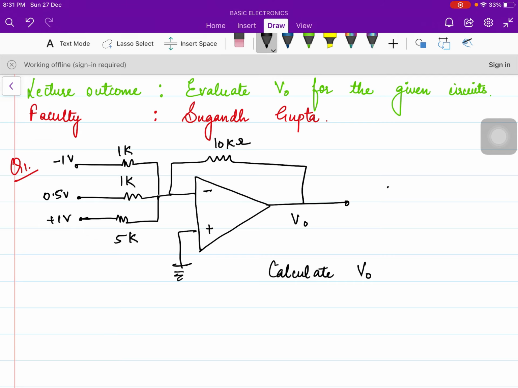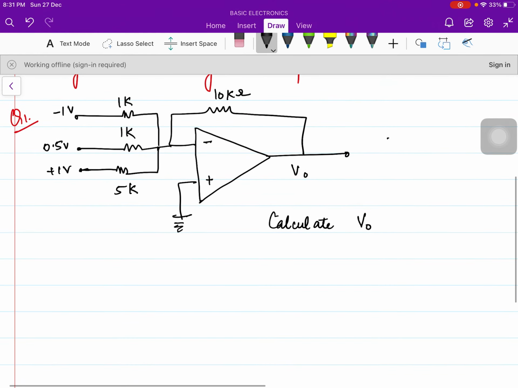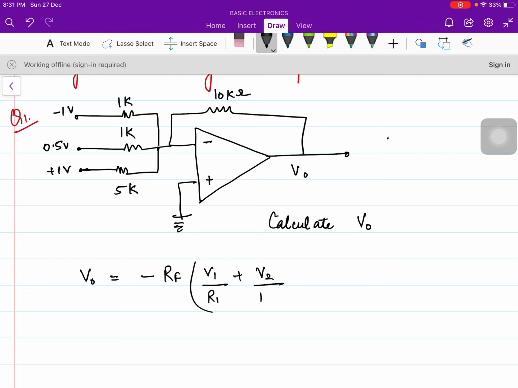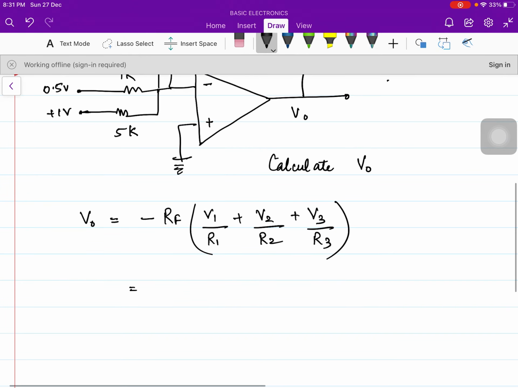Now as you can see, the diagram is of adder, and if you remember, we calculated the output for adder to be minus RF times V1 upon R1 plus V2 upon R2 plus V3 upon R3. So we will simply put the values here.